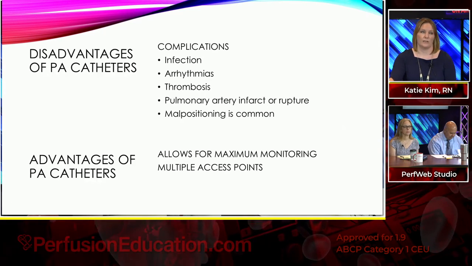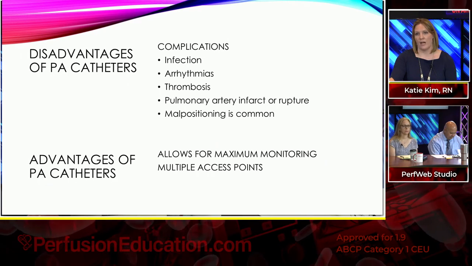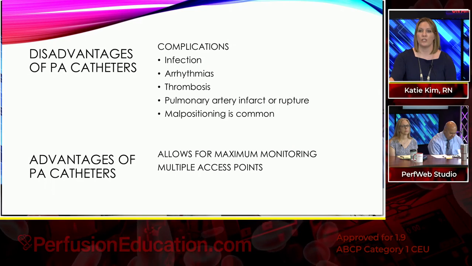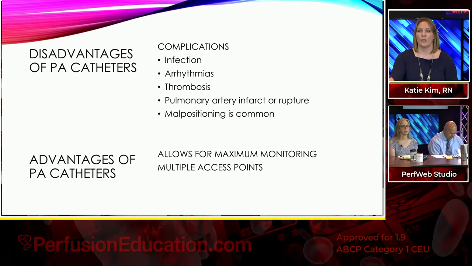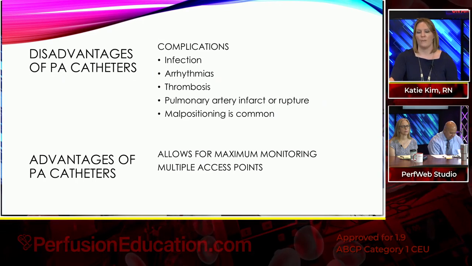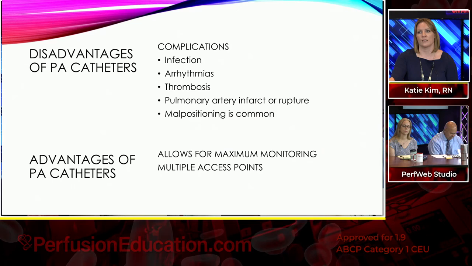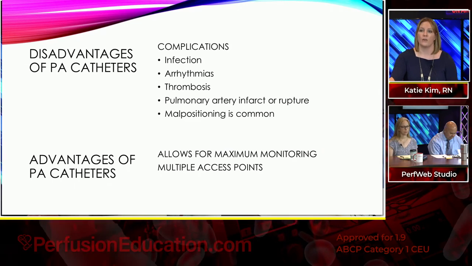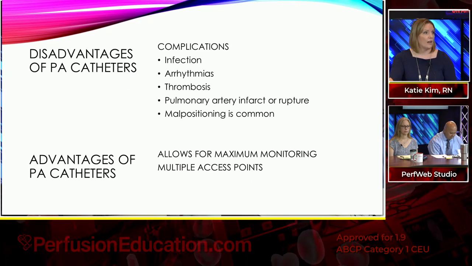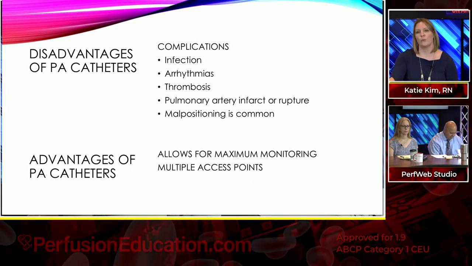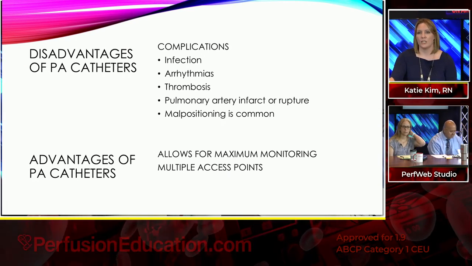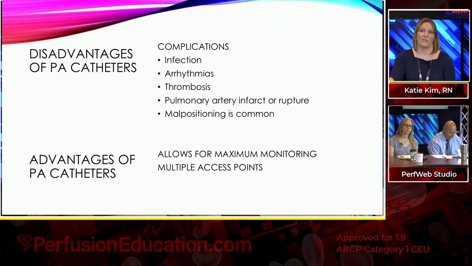What are the disadvantages? We all know that any invasive line is at risk for infection, and as soon as you introduce something that is foreign to the body, it'll start forming a fibrin sheath or like a biofilm on it, and that puts you at risk for not only infection, but also increased risk of thrombosis. Just the sheer nature of floating the catheter through the right atrium and right ventricle can cause some irritation in the myocardium and put you at risk for arrhythmias.